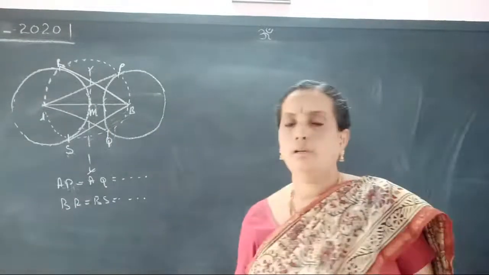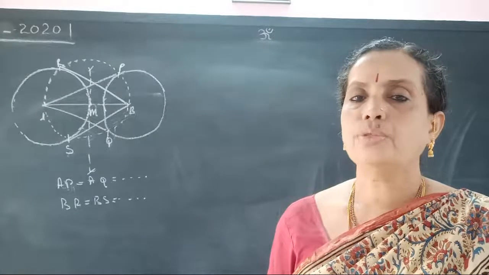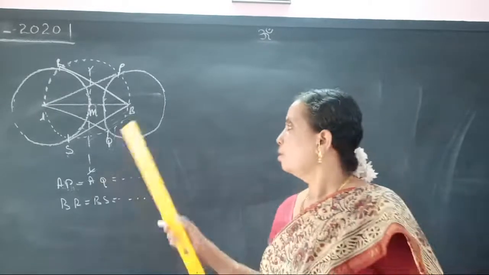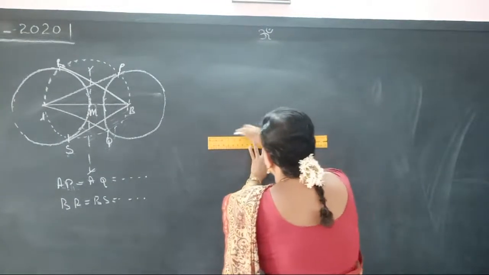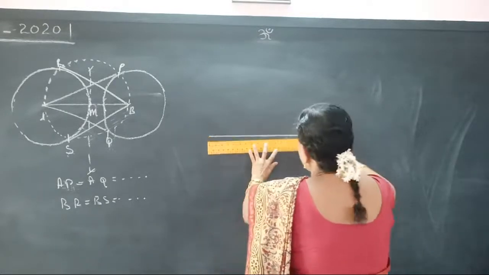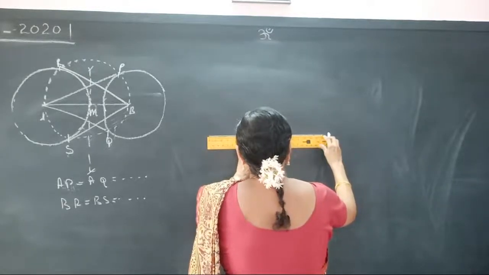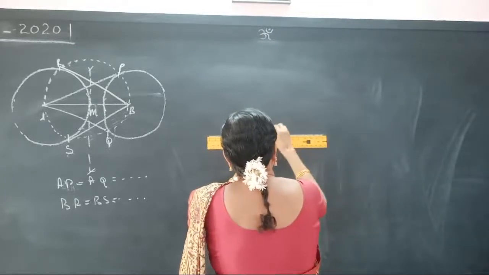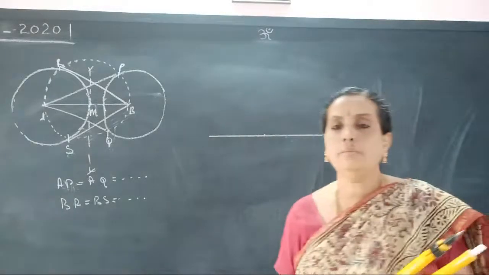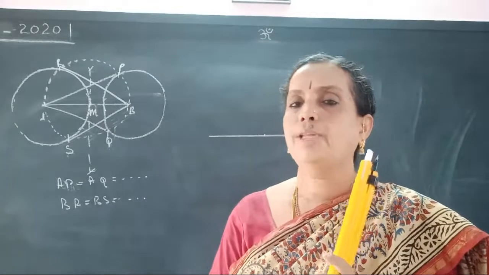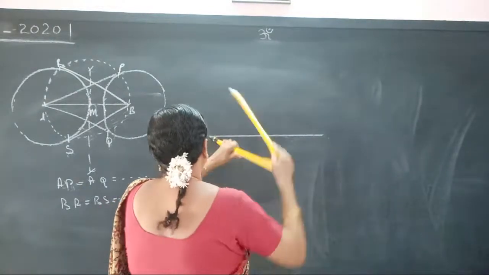What is the first step? Draw a line segment AB of length 8 centimeter. Using scale and pencil, first step is draw the line segment AB equals 8 centimeter. So now with 4 centimeter one circle and with 3 centimeter another circle. Okay. So now taking 4 centimeter, draw a circle.